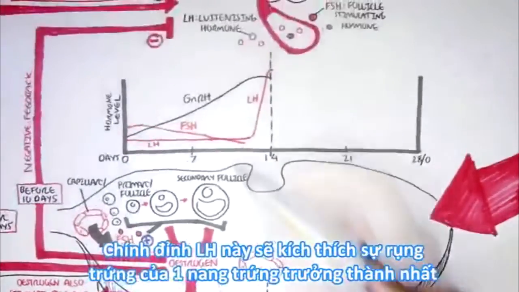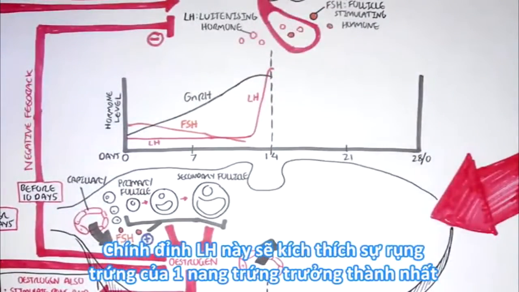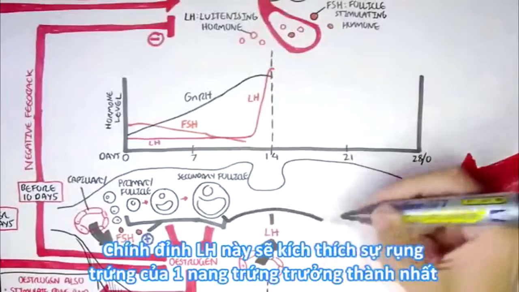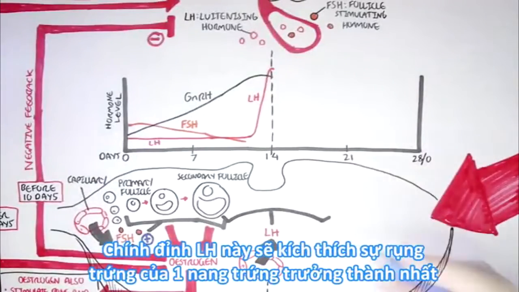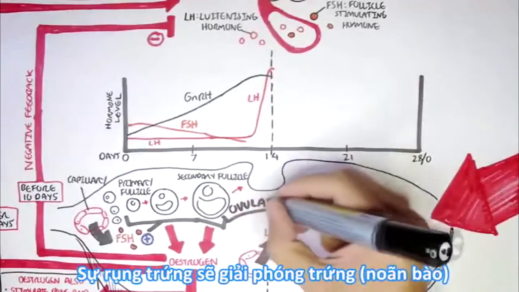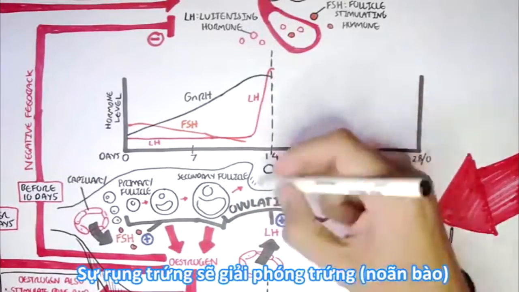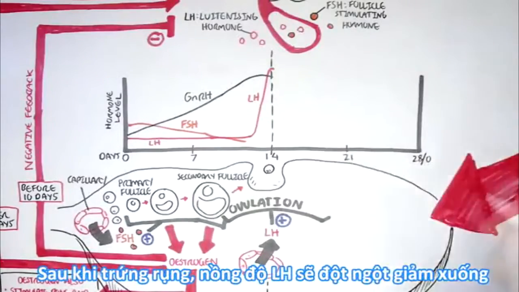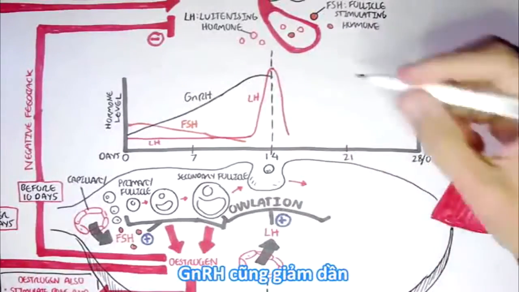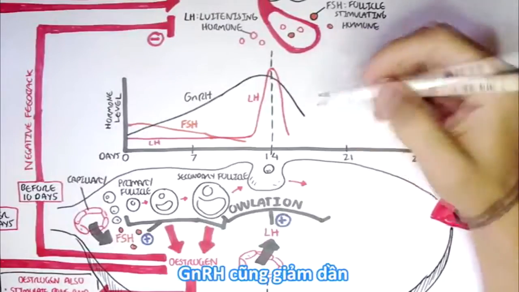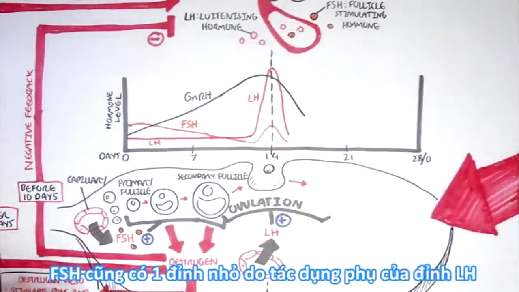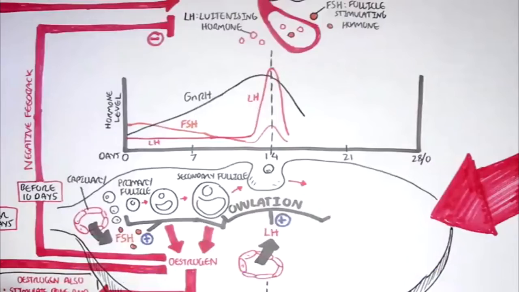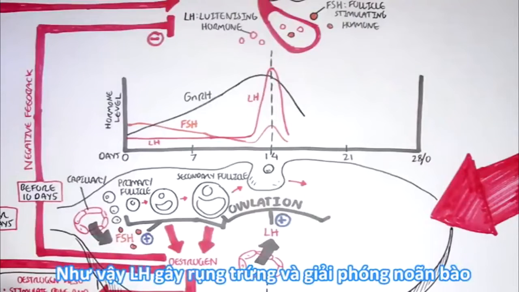It's this massive luteinizing hormone concentration that will trigger ovulation of the most mature follicle in the ovary. The ovulation of the follicle will release what we know as the female egg, the oocyte. After ovulation, the luteinizing hormone levels will drop back down. Gonadotropin-releasing hormone will slowly drop as well. Follicle-stimulating hormone also had a small spike as a side effect of the surge of luteinizing hormone release. So luteinizing hormone triggers ovulation.